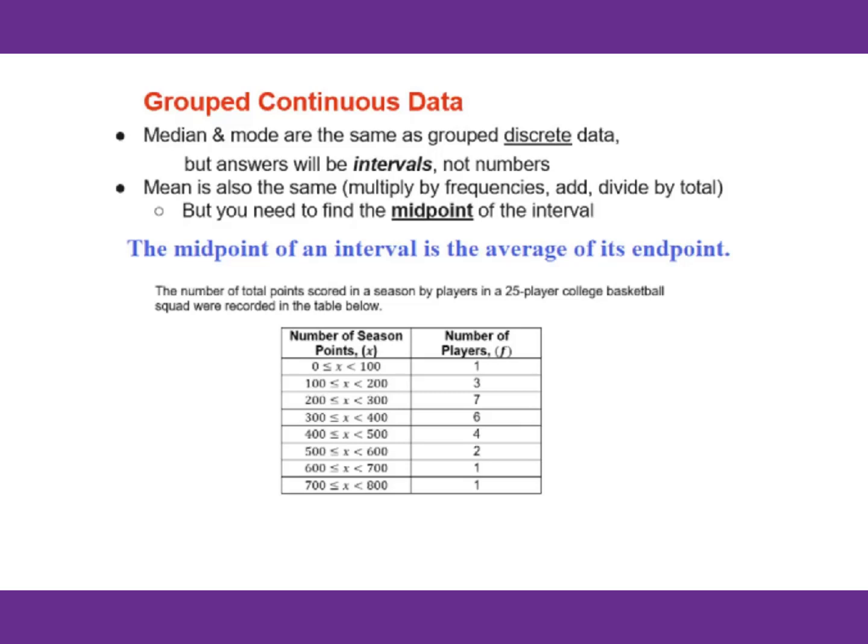So how do you figure out the mean, median, mode when we have grouped continuous data? Median and mode are the same as for grouped discrete data, but answers will be intervals, not numbers. Mean is also the same. We multiply the frequency by that x and add them up, divided by the total number of data you have. But you need to find the midpoint of the interval.